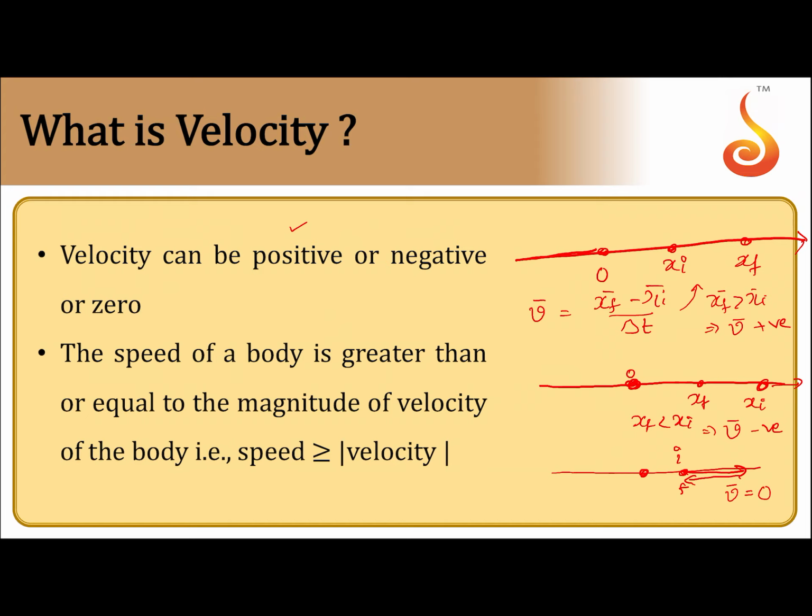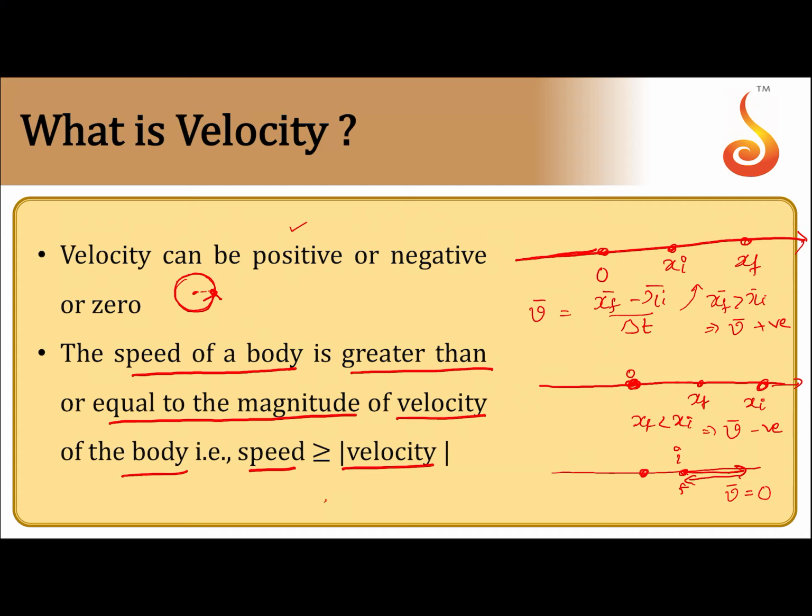You may consider the case of a particle in circular motion also. For example, a circle is drawn here, a particle starts the journey from this position, completes the circle, returns to the starting point. What is the displacement? Displacement is 0, thus the velocity is 0. The speed of a body is greater than or equal to the magnitude of the velocity of the body. That means speed is greater than or equal to velocity.